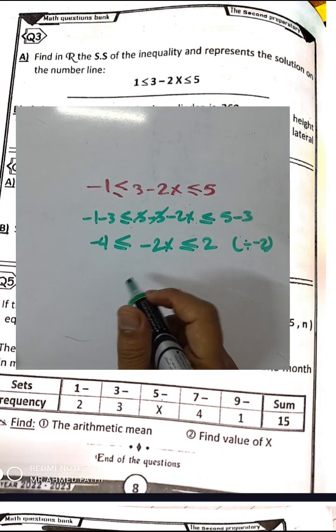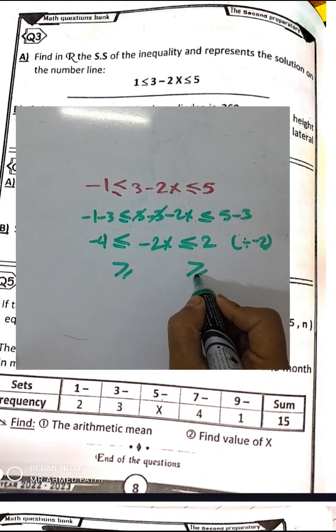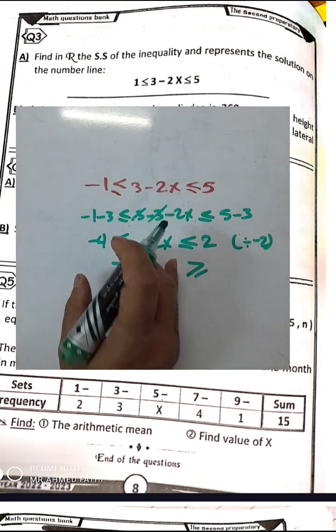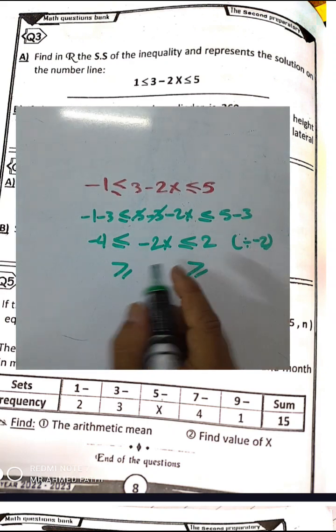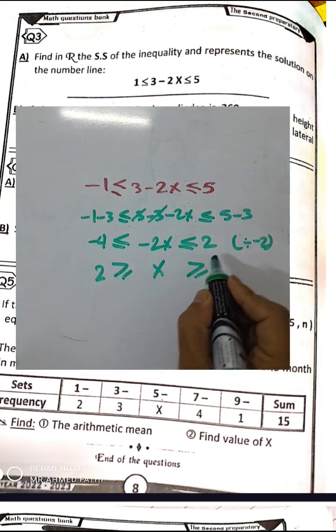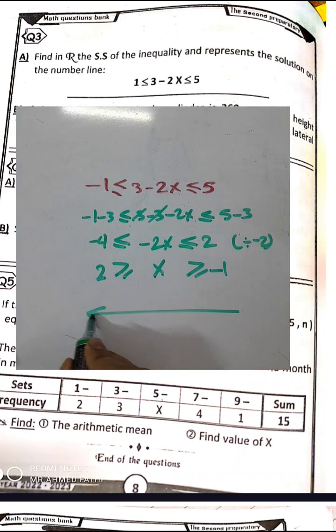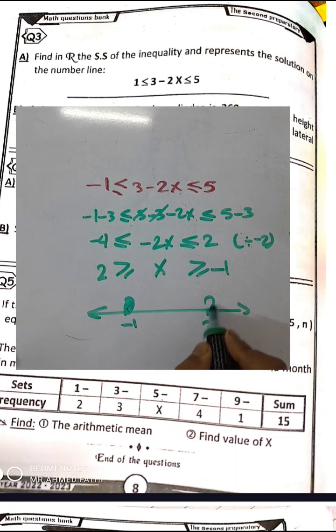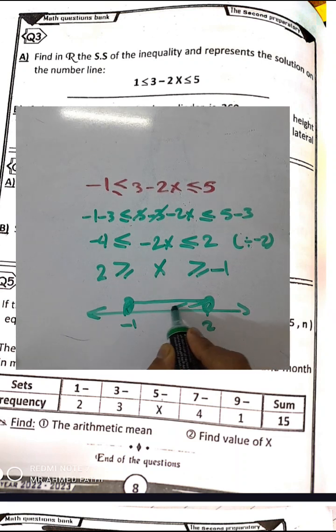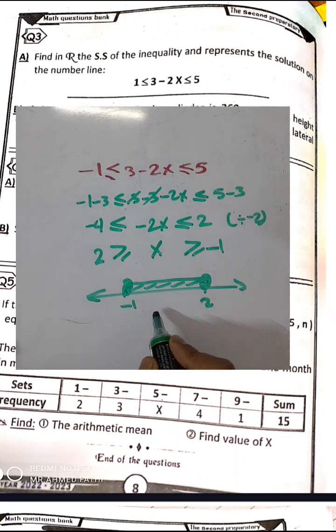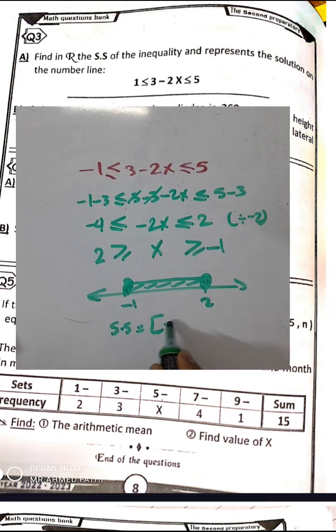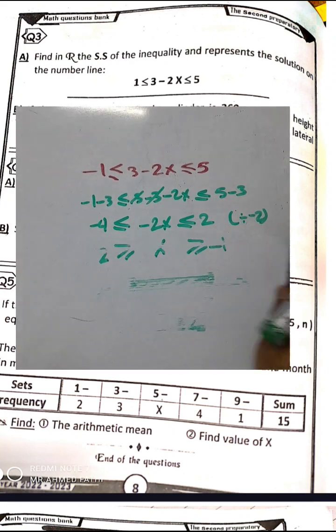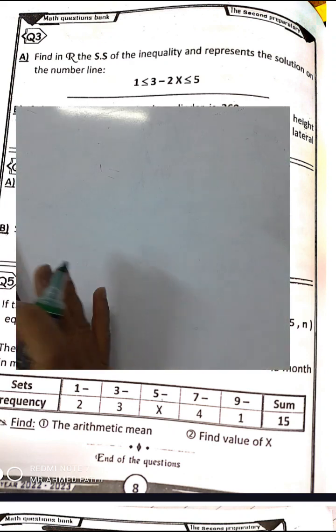Divided by negative 2, and then you must change the direction of the signs here. Negative 4 divided by negative 2 will be 2, and here write x, and 2 divided by negative 2 equals negative 1. And we have negative 1 and 2, both closed. Then the solution set will be [−1, 2], a closed interval here.